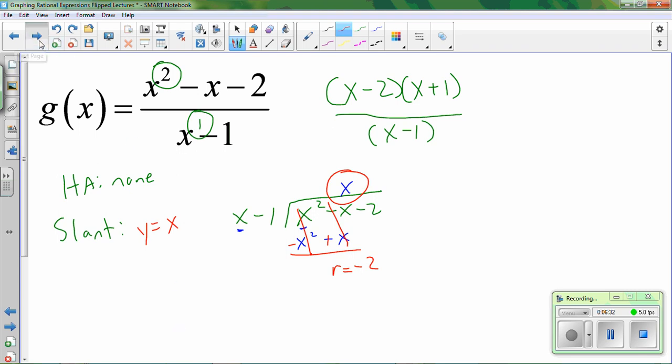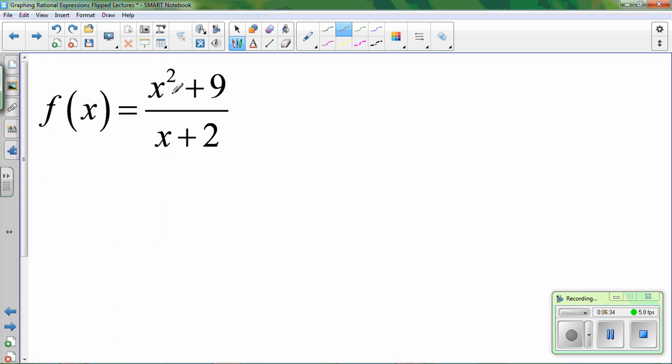Let's look at another example. The numerator here has a power of 2, and the denominator is a power of 1, so it's top heavy, so there is no horizontal asymptote. And because it's exactly 1 larger, there is a slant asymptote. And to get that slant, we would divide. Now, there's no factoring that can be done in either of these, so we don't need to worry about that. So x squared plus 9 divided by x plus 2.